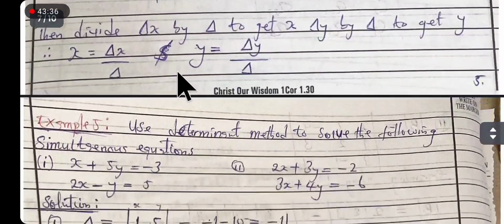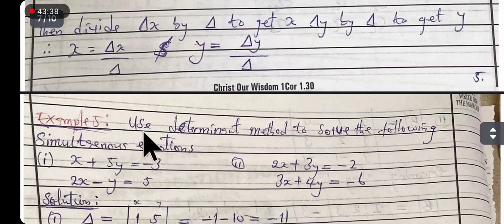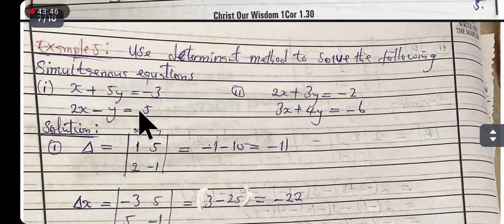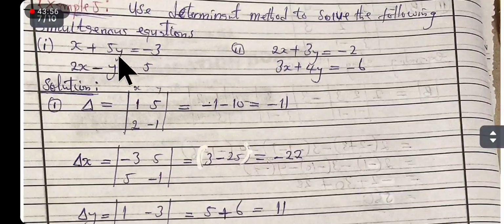All right, now let's look at this example, example 5. Use determinant method to solve the following simultaneous equation. This is the first one, this is the second one. x plus 5y equals minus 3. 2x minus y equals 5. Okay, let's solve this.